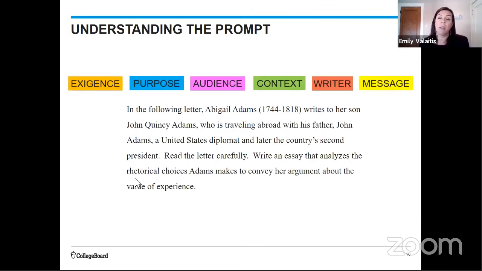And one tip I would give you is that when it comes to the rhetorical analysis prompt, they give you a lot of the rhetorical situation in the prompt. It's just a matter of whether or not you can identify that. Take about a minute and think about where you see each of those components or elements of the rhetorical situation embedded within the prompt. Some, like in the following letter, Abigail Adams, clearly that's the writer. Some will be easier than others. Some might be a bit of a stretch. Take about a minute and see if you can identify where you see exigence, purpose, audience, context, writer, and message in this particular prompt. Let's take about a minute and I'll wait for you.